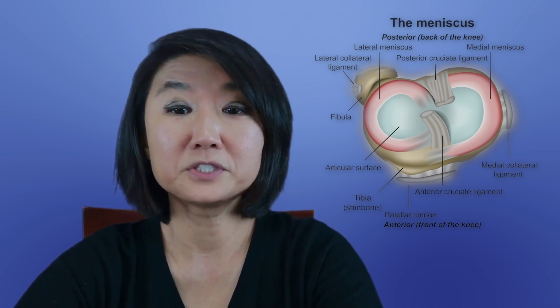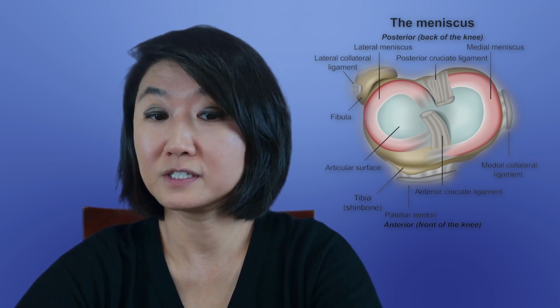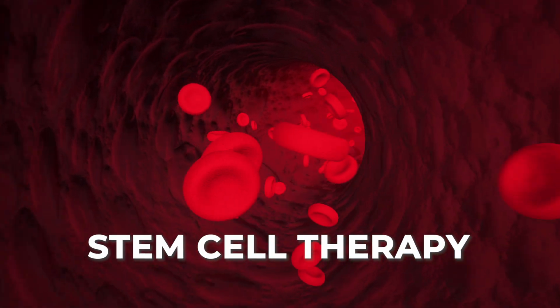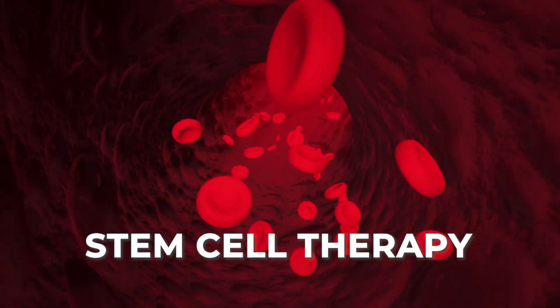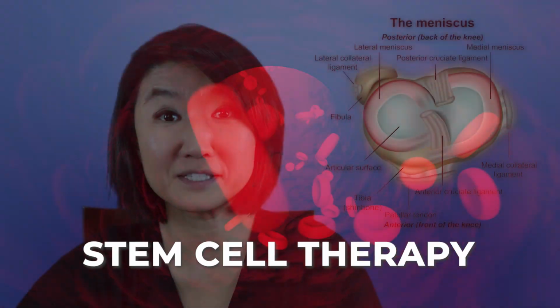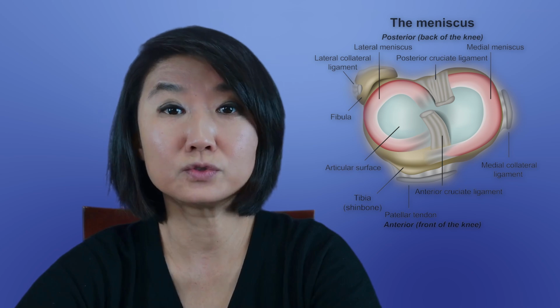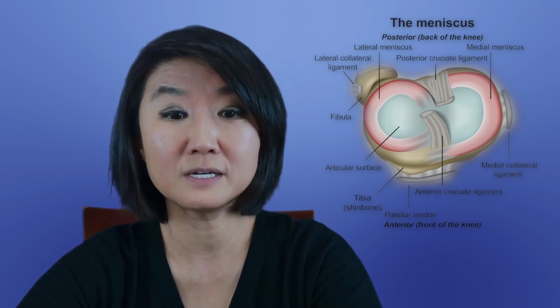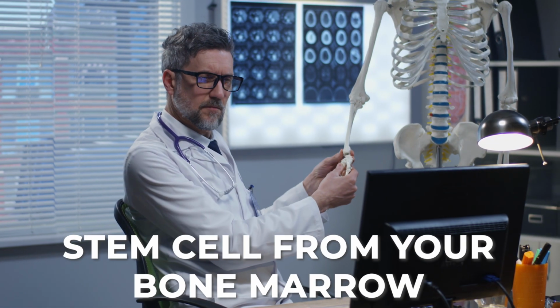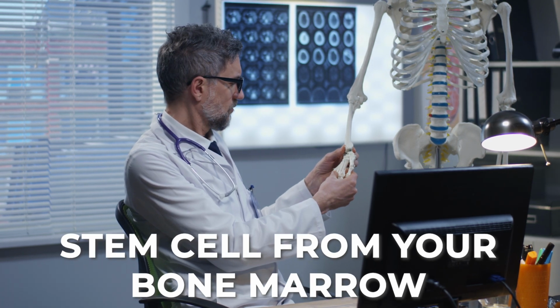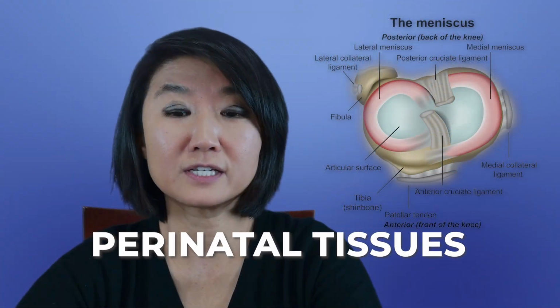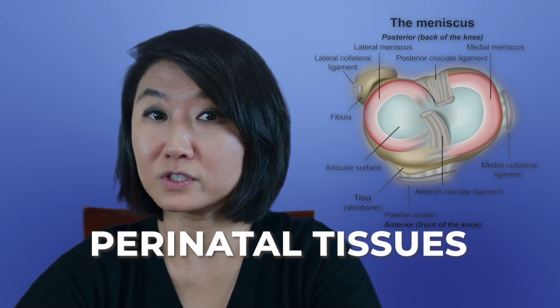Some of the other regenerative options you should consider is stem cell therapy using your own fat cells. Your fat cells actually contain some stem cells that we can harvest to use to treat degenerative conditions. You can also use stem cells from your bone marrow, or you can also use perinatal tissues such as amniotic fluid and umbilical cord tissues.